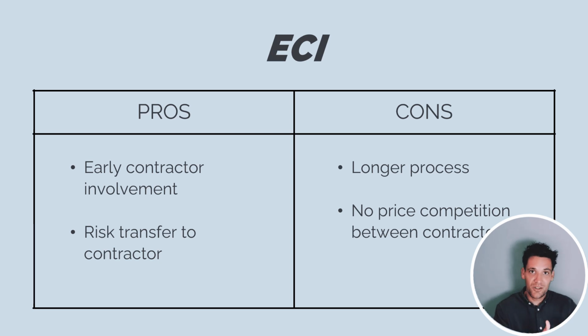So if the owner managed the design themselves and issued it to 3 to 6 contractors on a lump sum basis, you'd get price competition between the contractors. But if you do it ECI, where you're going exclusively to the contractor who helped you in the initial stage, you don't get price competition.